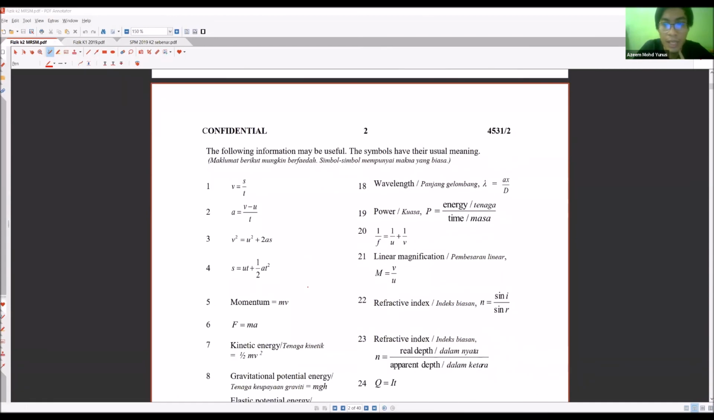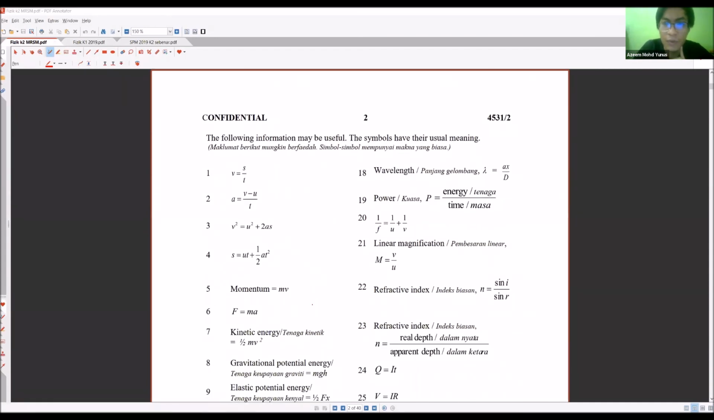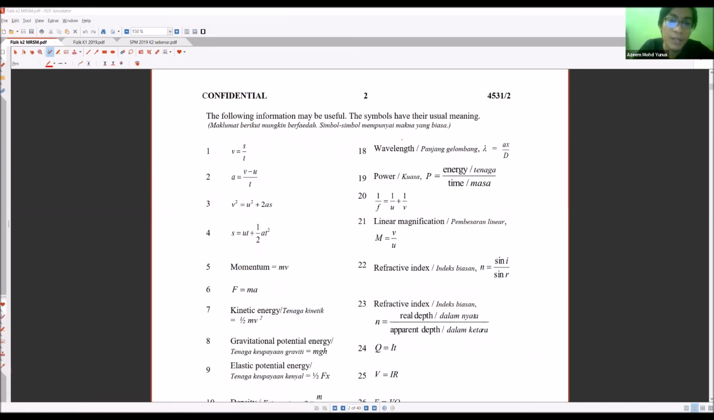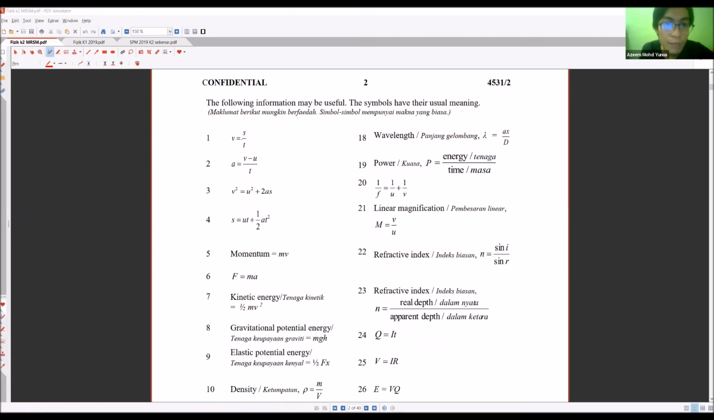Here, the physics formulas are usually on page 2 for both paper 1 and paper 2. This is only paper 2, because paper 1 apparently has the same thing for SPM and MRSM. The following information may be useful. The symbols have their usual meaning, so what we taught you in class is what it means here. Let's see number one: v equal to s over t. So this is velocity equal to displacement over time.